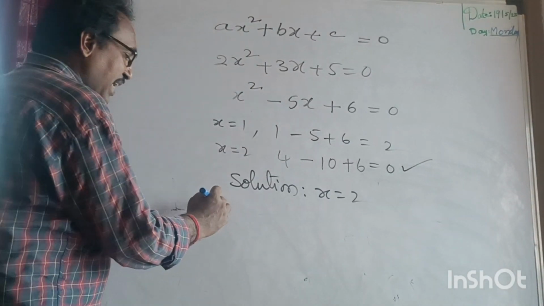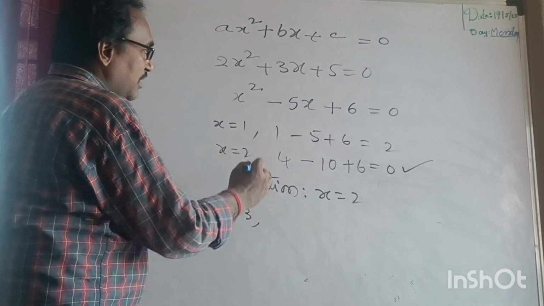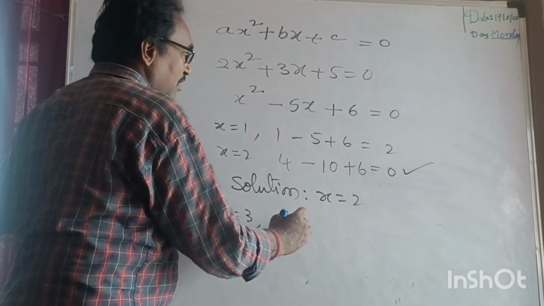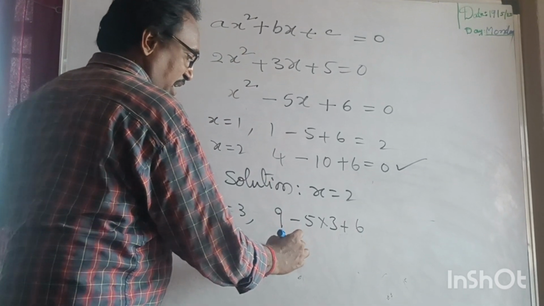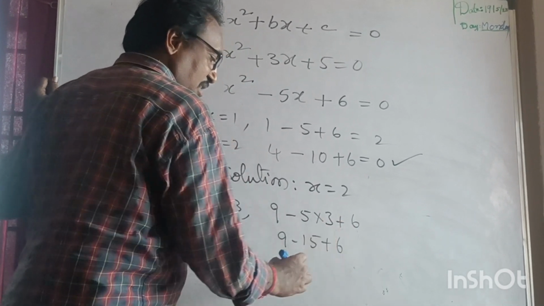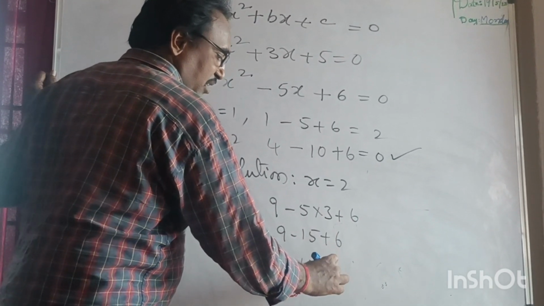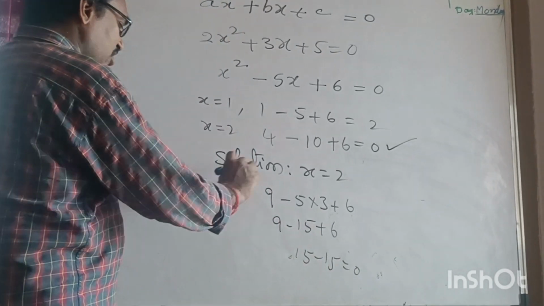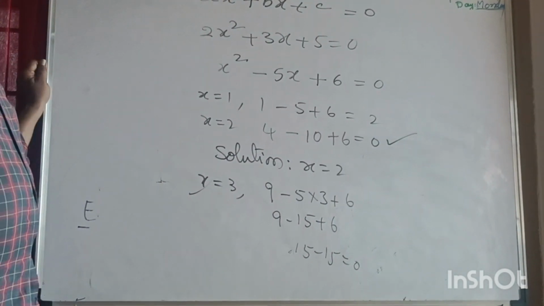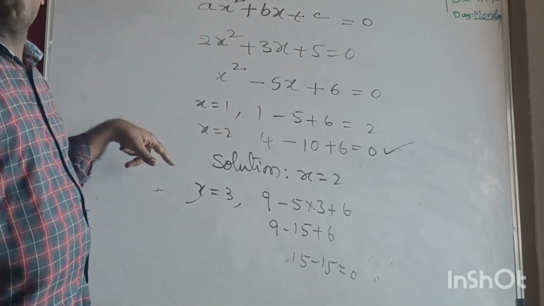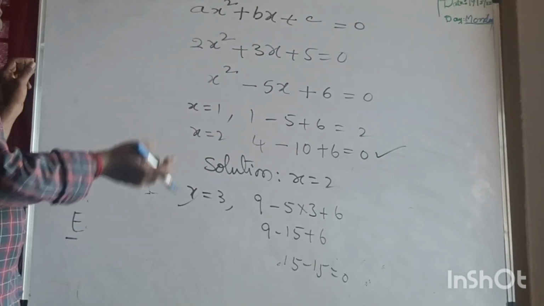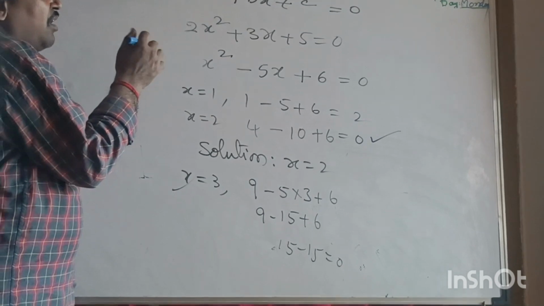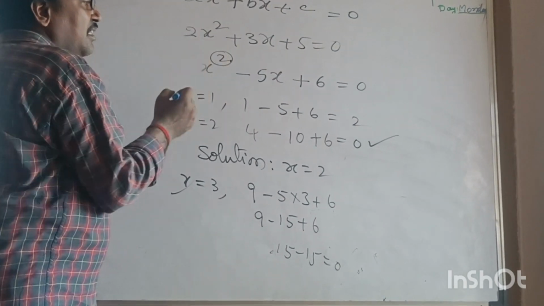Suppose I take x is equal to 3, what happens here? x square means 3 square, 9, minus 5 into 3, plus 6. 9 minus 15 plus 6. What happened? 15 minus 15 is equal to 0. So x is equal to 3 is also satisfied. That means there are two solutions for this one. So like these expressions, any equation, if it is second degree, will have two solutions.